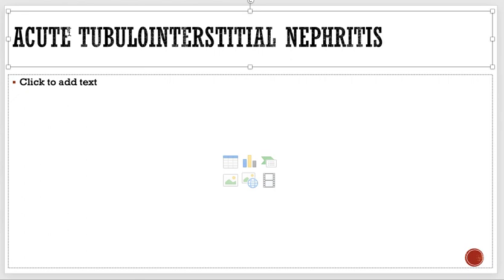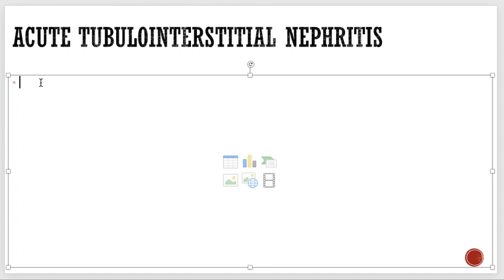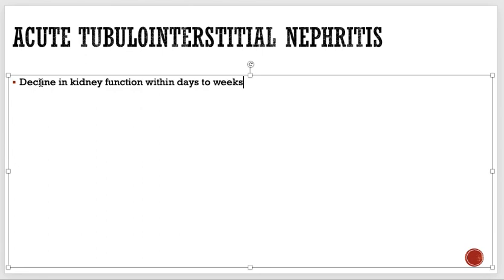So what happens in these patients, by the way? It is acute. So first of all, what is acute? It occurs within days to weeks, right? And there is a decline in kidney function or renal function within days to weeks. Okay. And there are different causes of this condition, right?